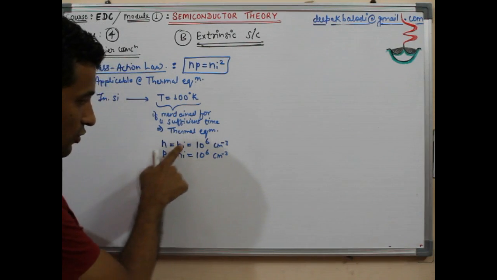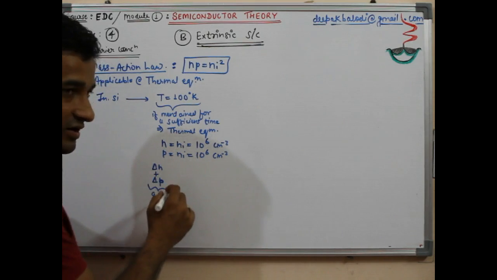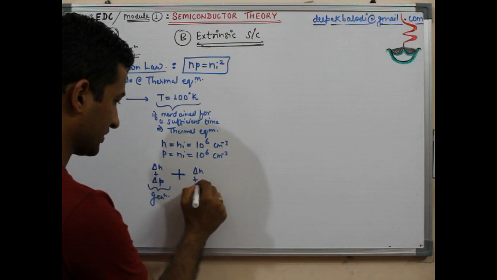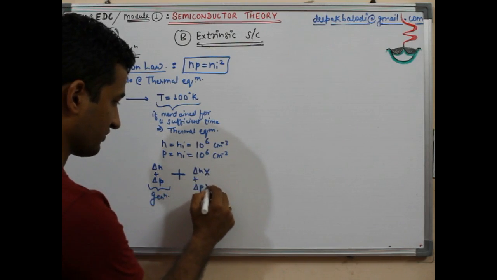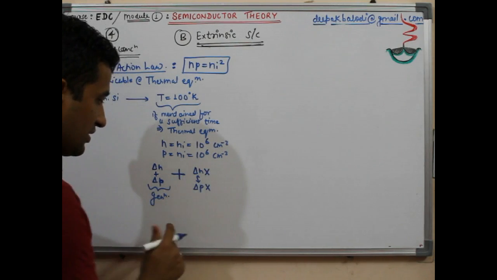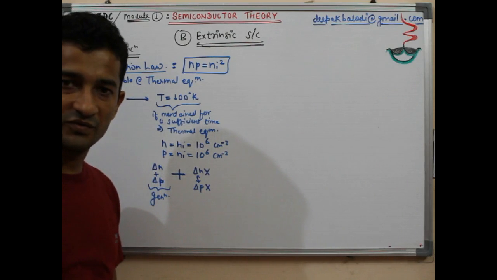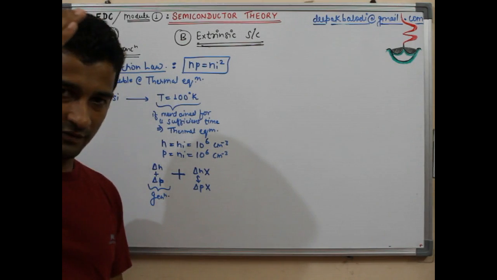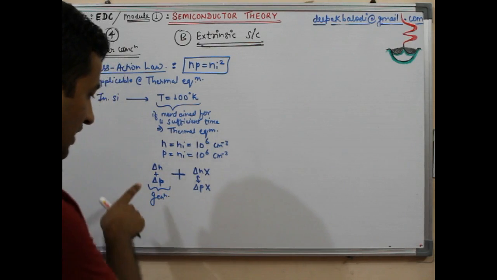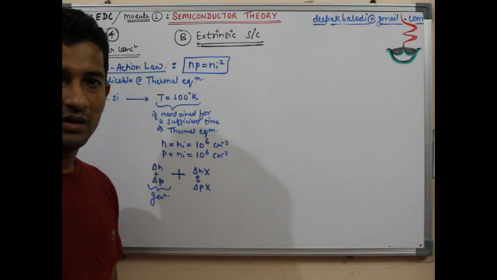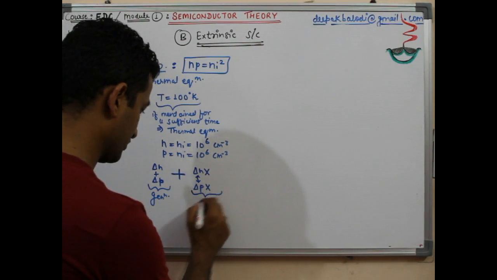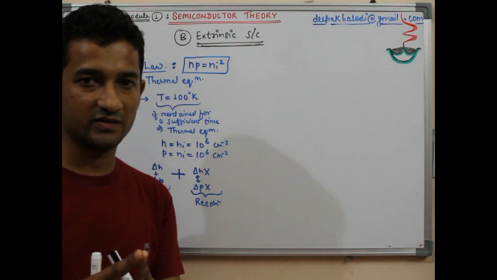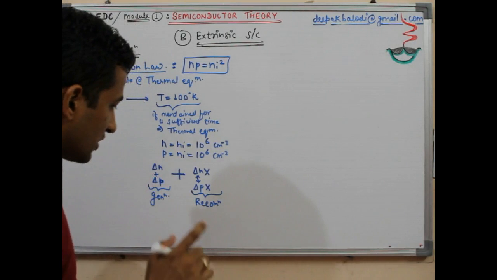Then over these values, there will be some generations, but this effect is also like delta N plus delta P, they are losing their values because they are combining. So here they are generating by a covalent bond breakage, which we understand as a transition from valence band to conduction band for an electron, or for a hole from conduction band to valence band. But simultaneously at some other places there are also recombinations. When one electron and one hole find each other and lose their existence, finishing off their lives, that is called recombination.